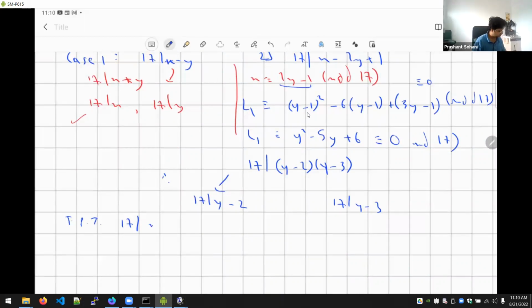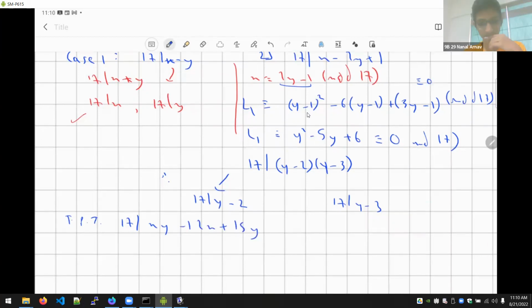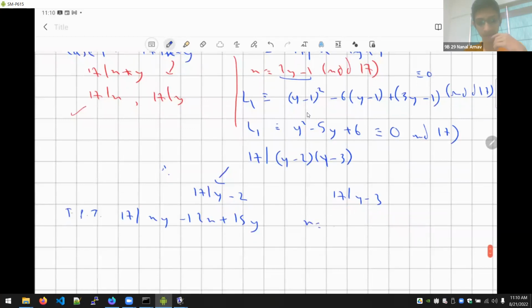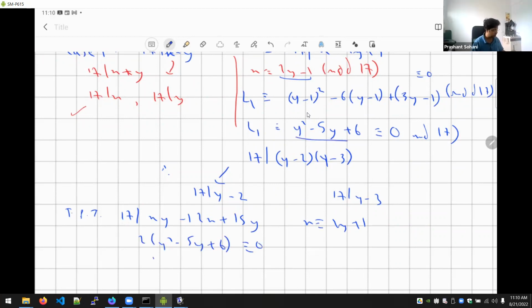So what we have to prove is that 17 divides what was that expression? xy minus 12x plus 15y. Okay, so here you will substitute x congruent to 2y minus 1. Yes, sir, and we get 2 times (y square minus 5y plus 6). Oh, interesting. Okay, so then if this is congruent to 0, then obviously this is also congruent to 0. Okay, that's interesting.